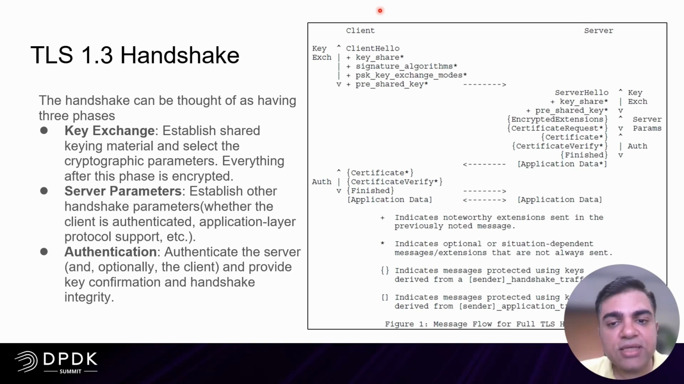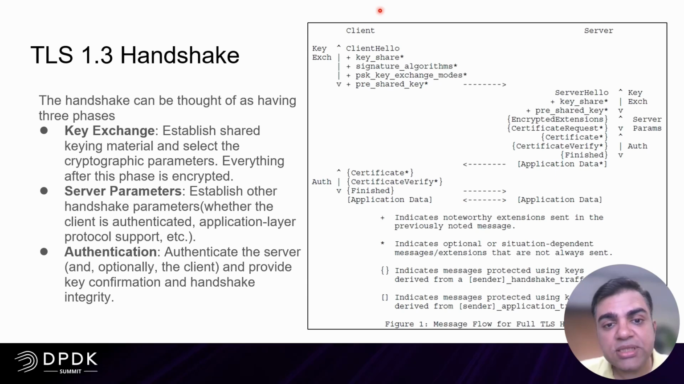In the key exchange phase, the client sends the client hello message, which contains a random nonce, its offered protocol versions, a list of symmetric cipher and hash pairs which it can support, a set of Diffie-Hellman key shares, or a set of pre-shared key labels, or both, if it supports that, and then some additional extensions, if any.